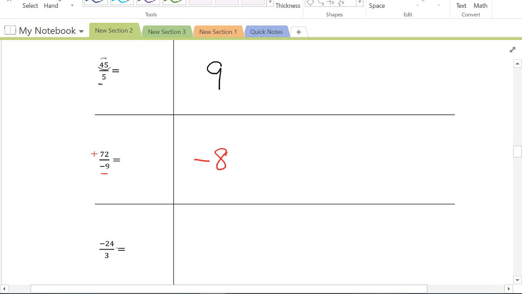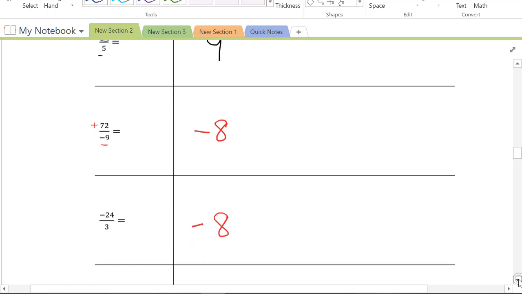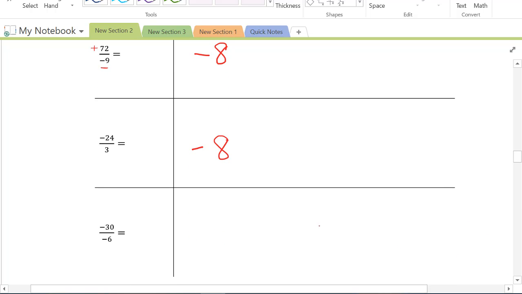The next one is negative 24 divided by 3. That gives us 8. And the 24 is negative. 3 is positive. Signs are different, so it's a negative. All right, this one we have negative 30 divided by negative 6. That gives us 5. The signs are the same though, negative 6 and negative 30. Signs are the same, so it becomes a positive, so we don't write anything.